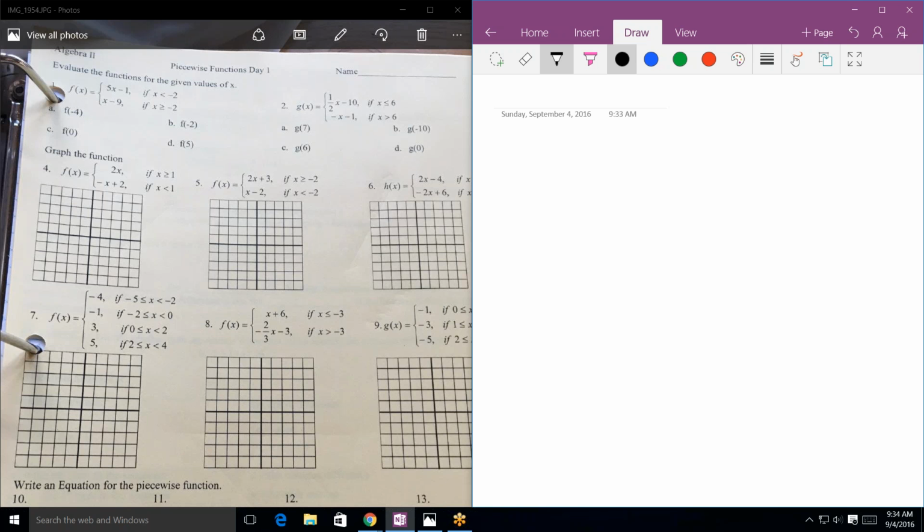So it would be the second equation, so it'd be minus 7 minus 1, which would be minus 8.